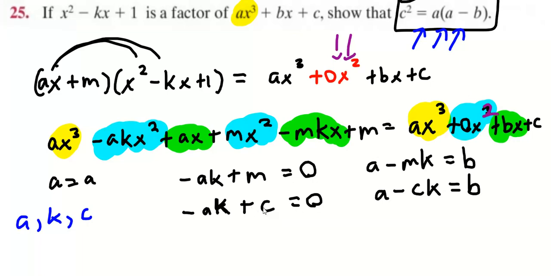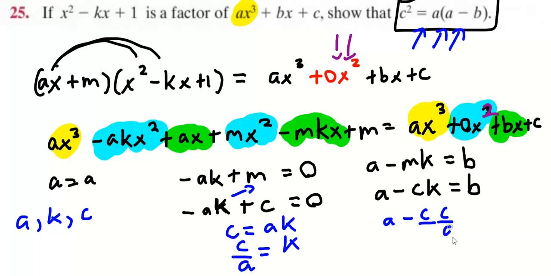Pick either equation, doesn't matter. I'll pick this one here and I'll move that over to your side. I'm going to get C equals plus AK. Now, K on its own will be C over A. Now, do you see this other equation over here? Anywhere I see the K, C over A. C times C over A. Now, lads, look at this.